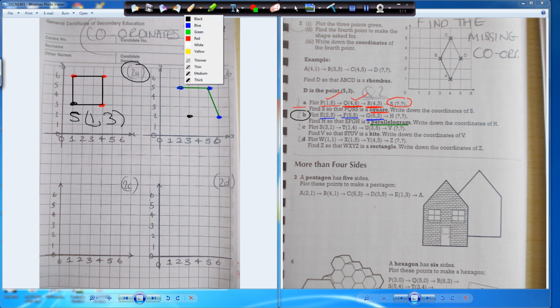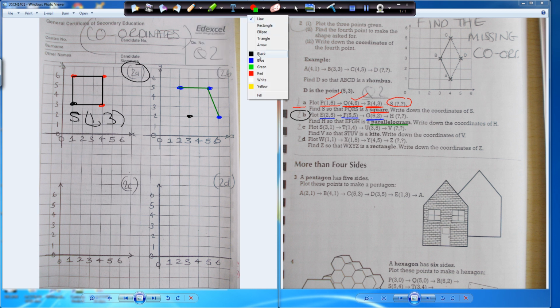1, 2, 3, 4. Okay. So let's join them up. Okay, do we get a nice lovely parallelogram? Yeah. So we can now say that is H. H has coordinates of what? 3, 2.